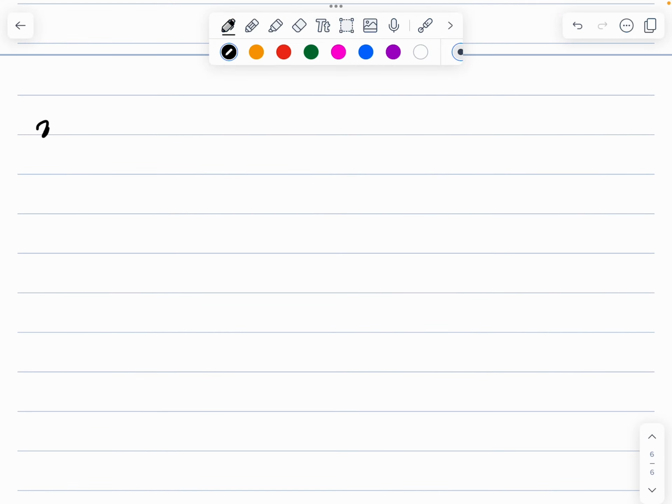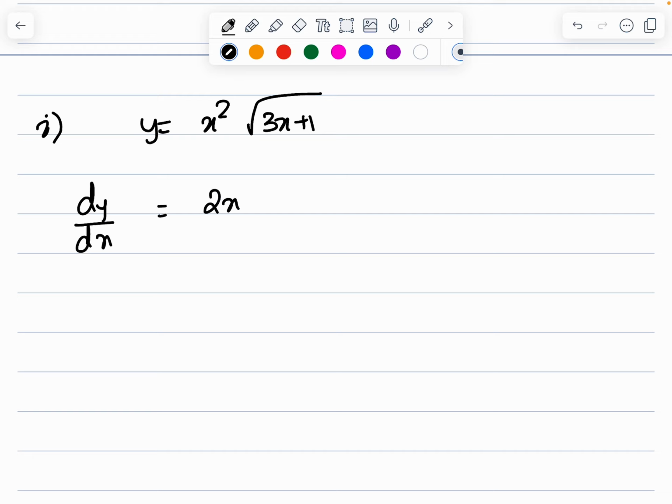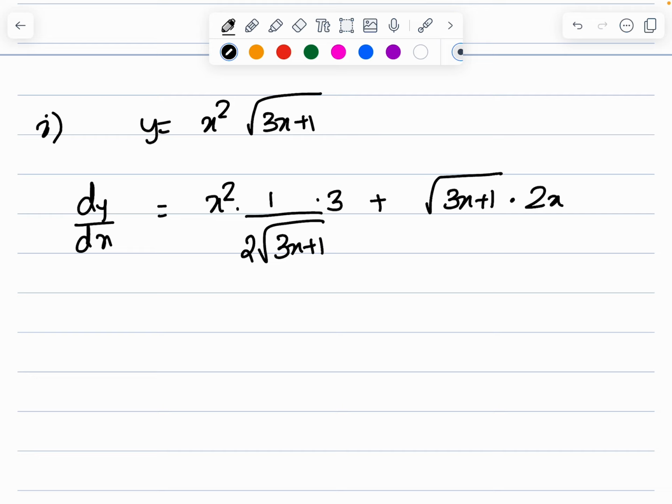Finally, we'll try one more and we'll go to the next model. So y equals x squared times square root of 3x plus 1. Just now we have learnt the derivative of square root should be 1 upon... I keep x squared as it is, square root of 3x plus 1 derivative is 1 upon 2 root of 3x plus 1, and chain rule, 3x derivative is 3. Next, square root of 3x plus 1 as it is, x squared derivative is 2x.